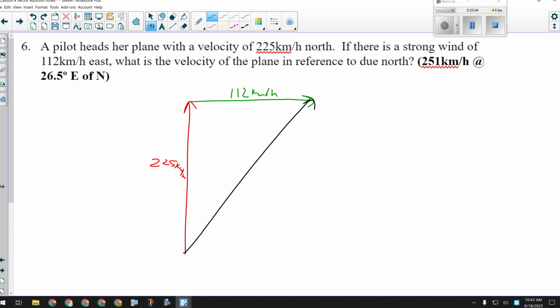Well, that would be this, and it says in reference to due north. So does it want this angle or this one? They're complementary, but only one is in reference to due north. Which one's in reference to due north? A or B? A. A is touching due north. Okay, sometimes both questions will do that.